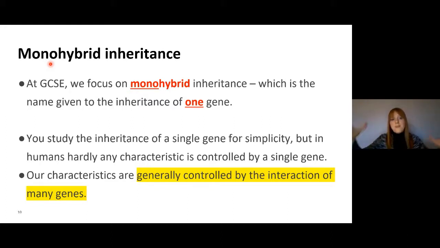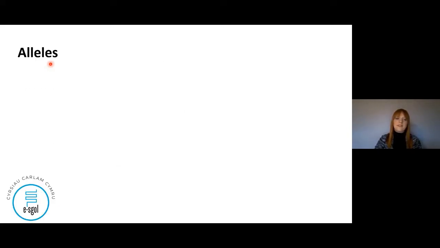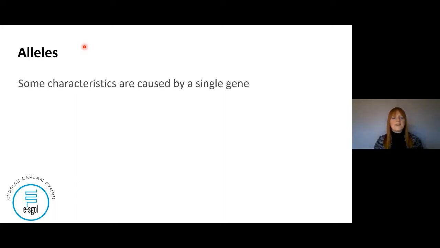There are actually many genes working together. Right, let's have a look then at these alleles. Now, there are some characteristics caused by a single gene, monohybrid inheritance, and we're going to look at an example of that today. I'm going to keep it really simple for you.